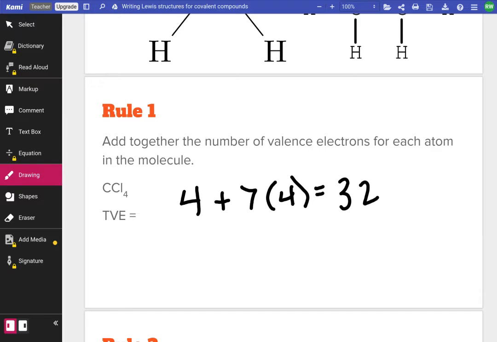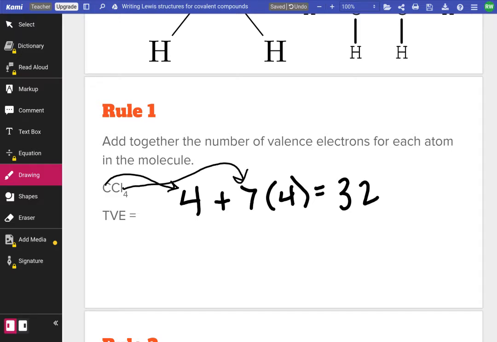So rule number one is when you are given the formula of a compound to draw the Lewis structure for, the first thing you're going to do is add up the total number of valence electrons for each atom in the molecule. Okay, so you'll have your periodic table handy, and this is the compound CCl4. So you have to know, or you have to go to your periodic table, and you have to see how many valence electrons carbon has, okay? And that's where this number comes from right here, the 4. And then chlorine has 7 valence electrons.